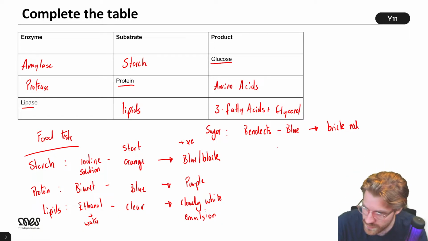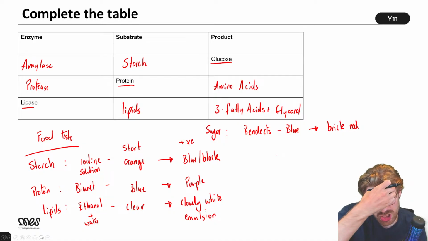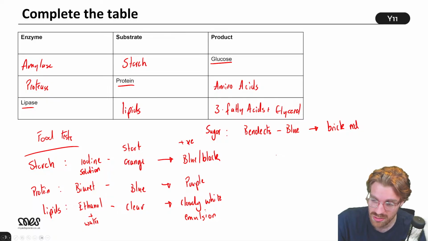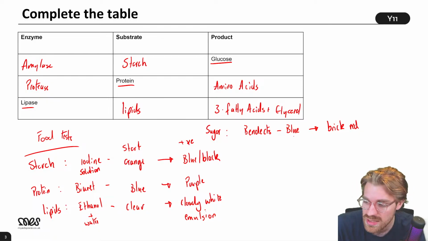Could you get a 6 marker for a food test question? There has been one in the past, Chi. I don't think there's likely to be another one. I don't think it's likely to have a 6 marker on this, but it could happen. It has happened in the past.